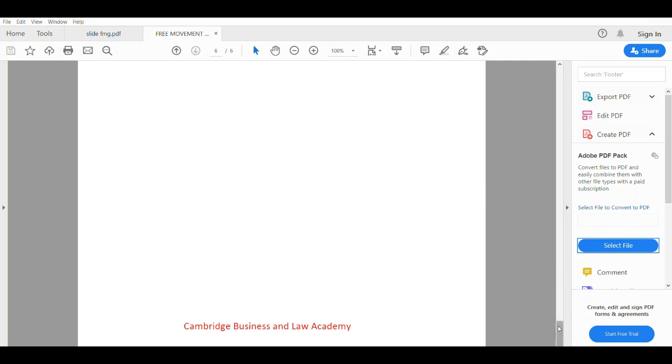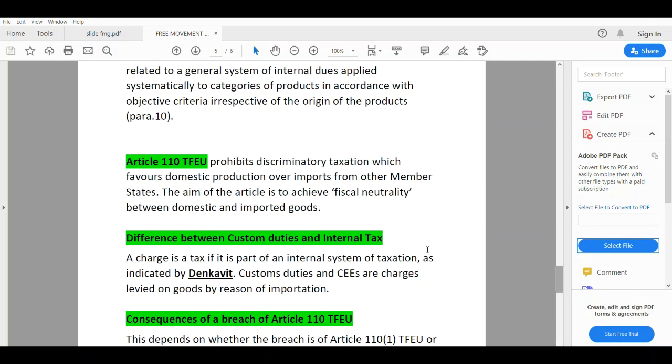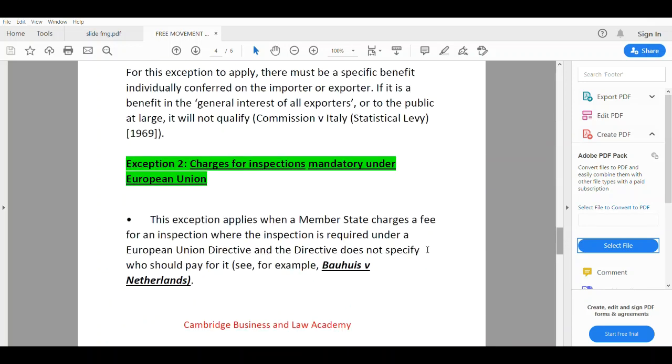If we consider the second exception, which is charges for inspections mandatory under EU law, we should bear in mind that this exception applies when a member state charges a fee for an inspection where the inspection is required by an EU directive and the directive doesn't specify who should pay for it.